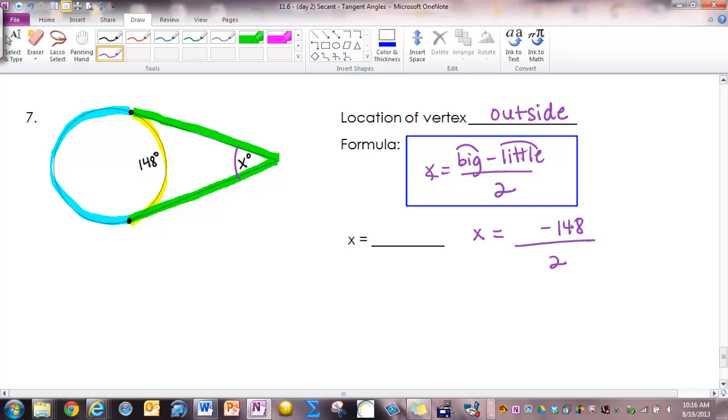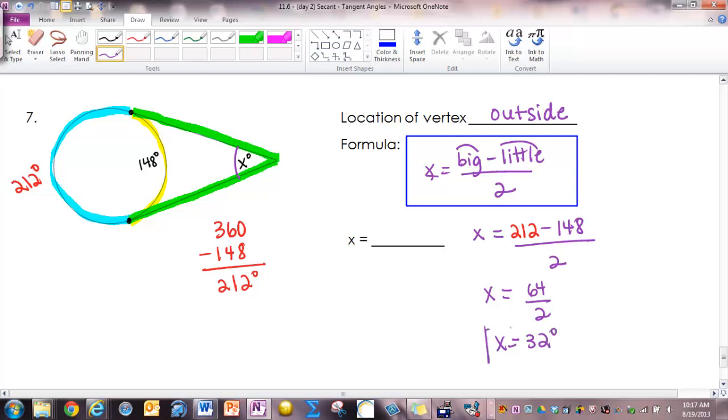Now in order to get that big blue arc, all I'm going to do is take 360, which is the whole circle, minus the 148, which is the yellow arc, and that will give me the measure of the blue arc, which is 212 degrees. Now they didn't ask me for the measure of that arc, but I really do need it in order to solve this problem. So that blue arc is 212 degrees. Simplifying, I get x equals 212 minus 148, which is 64, divided by 2, so x is 32 degrees.